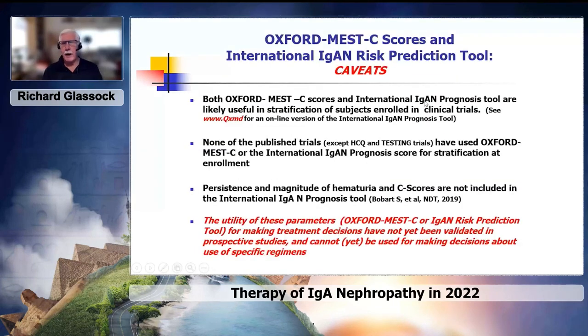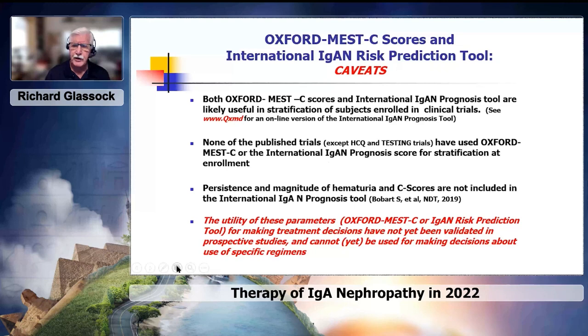Now, there are a few caveats about the use of the MEST score and the risk prediction tool in treatment decisions. They clearly are very important for the stratification of subjects enrolled in clinical trials. However, none of the published trials, except for 2, have used the Oxford MEST-C score or the International Prognostic Score for stratification and enrollment. So we have very little data on the impact of either the MEST-C score or the IgA risk prediction tool on outcomes following treatment.